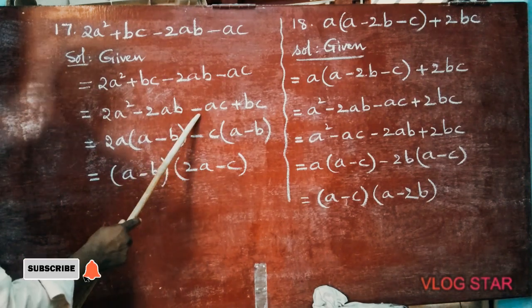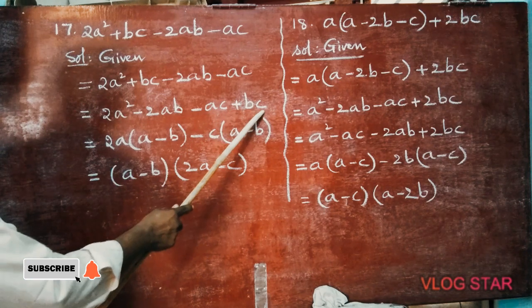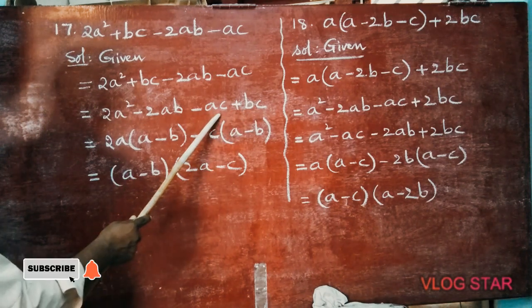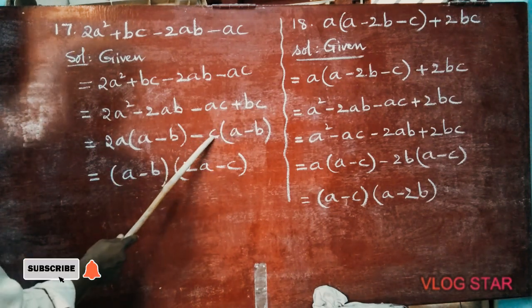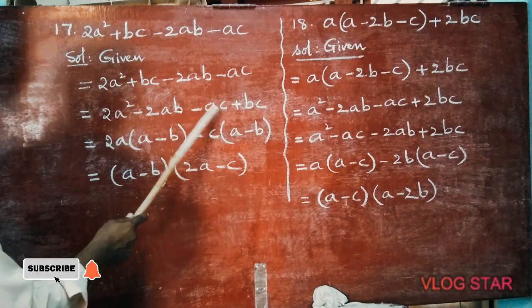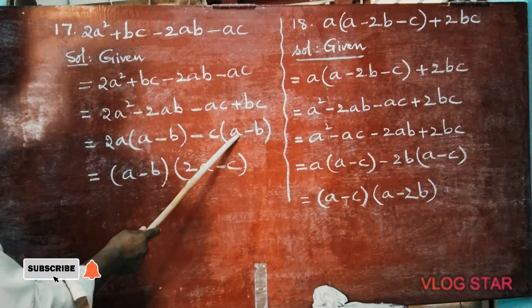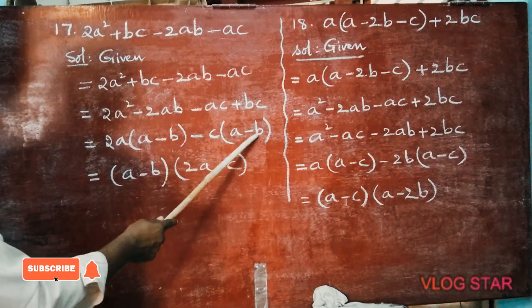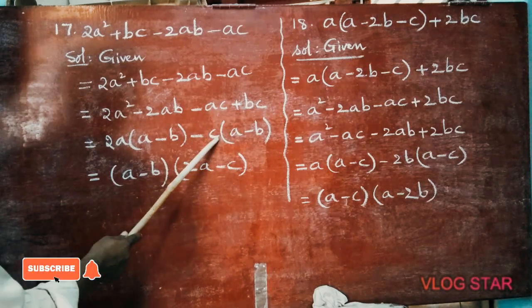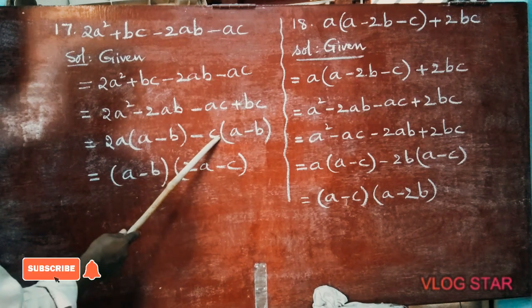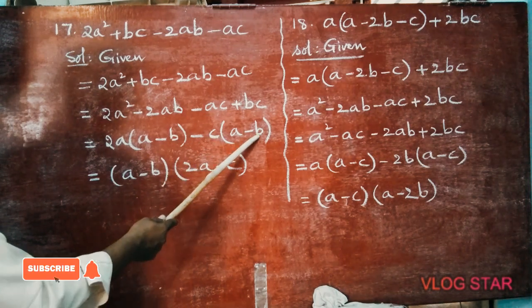Now you are taking minus common, and here c also common is there in these two terms, so minus c. So opposite signs, minus will become plus, plus will become minus. Here a is remaining, here b is remaining. Keep in mind. So minus c, when you are taking minus and one common element, opposite signs.